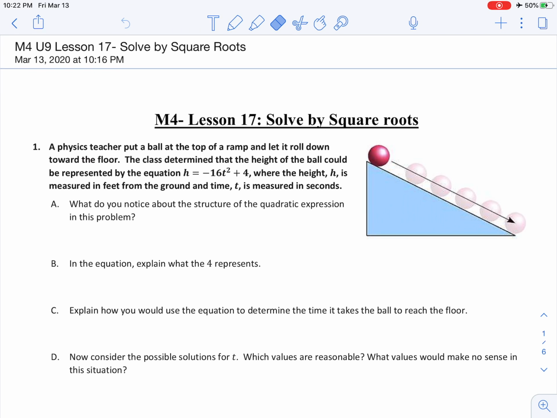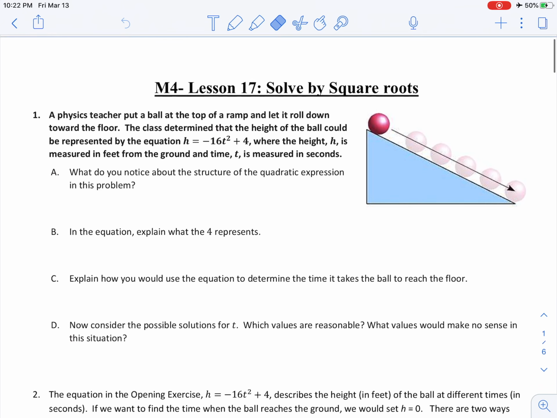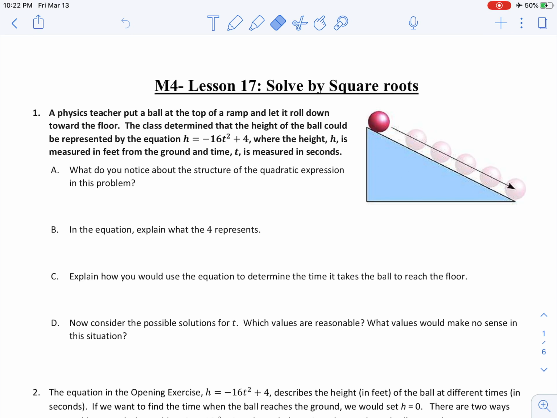Okay, if you want to follow along in your book, we are in lesson 17 and we're dealing with solving by square roots. Now, we've actually gone over this a little bit, so it should be a little bit of a review. What I want you to do right now is look at this problem and see if you can answer A through D.